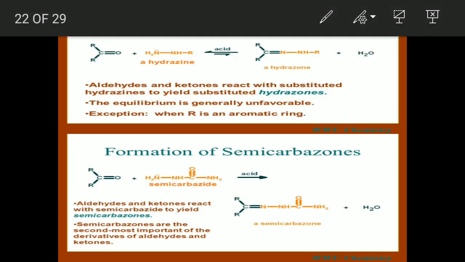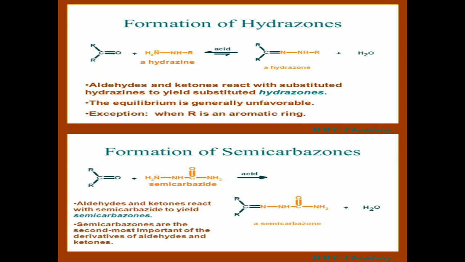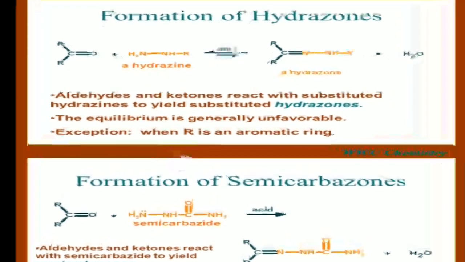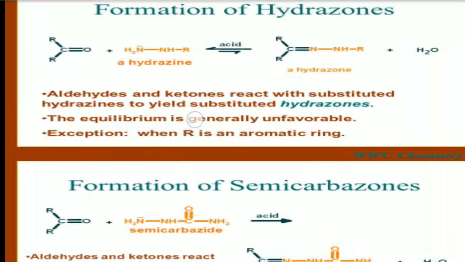Next slide is formation of hydrazones. Hydrazine formula is NH2NH2. In place of one hydrogen here, an alkyl group is placed. This is alkyl hydrazine.